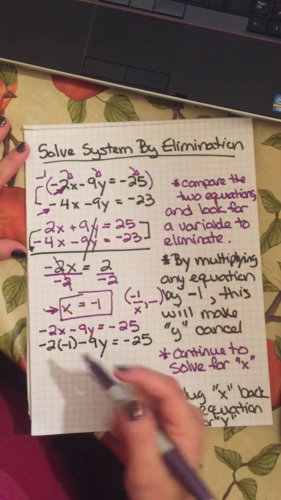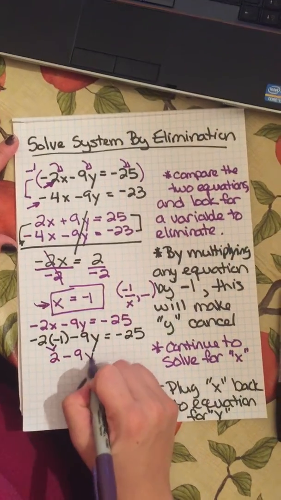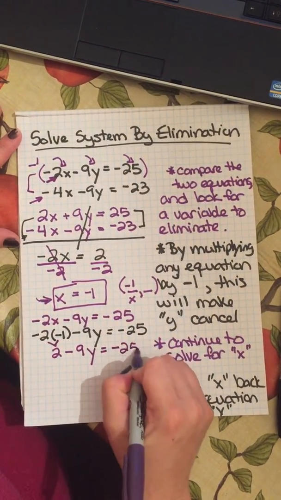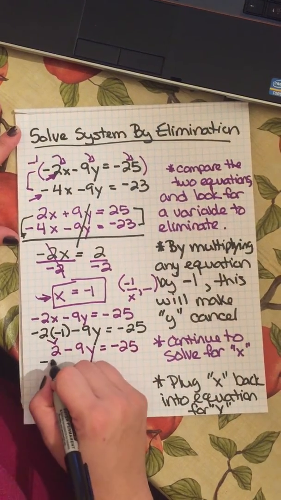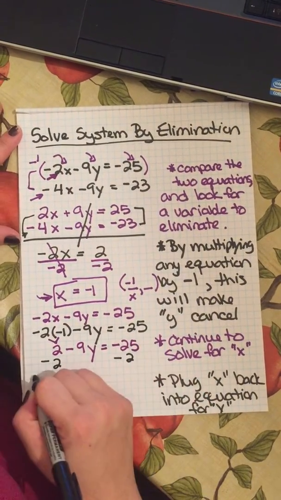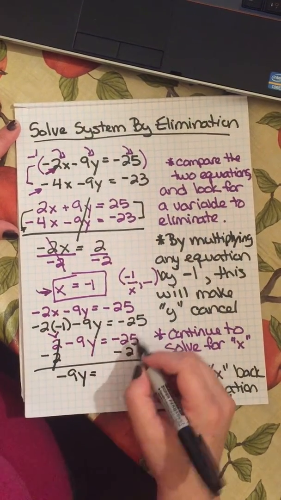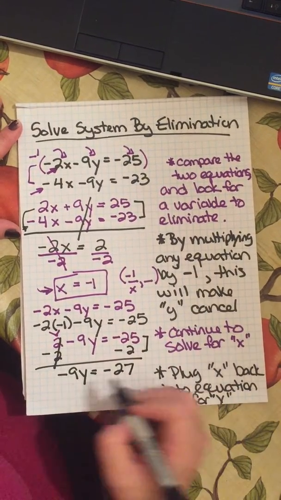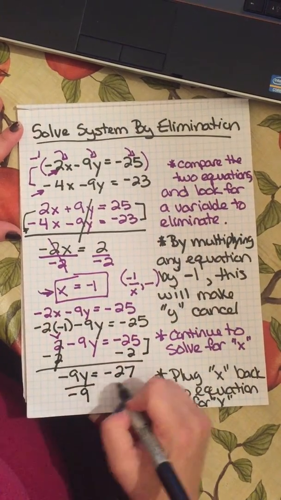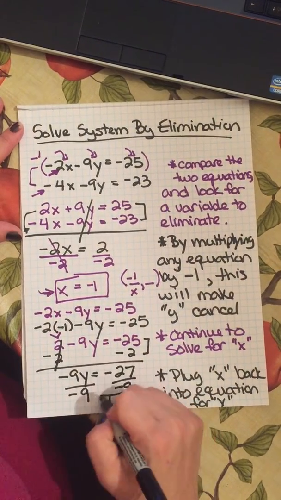I can see that negative 2 times negative 1 is a positive 2. Again, bring down the minus 9y equals negative 25. I'm going to move the positive 2 to the other side of the equation by doing the opposite operation, which is minus 2. That gives me a negative 9y equals, these are both negative, so I'm going to add them together and keep the sign. And then last but not least, I'm going to divide by negative 9, and I'm going to get y is equal to a positive 3.